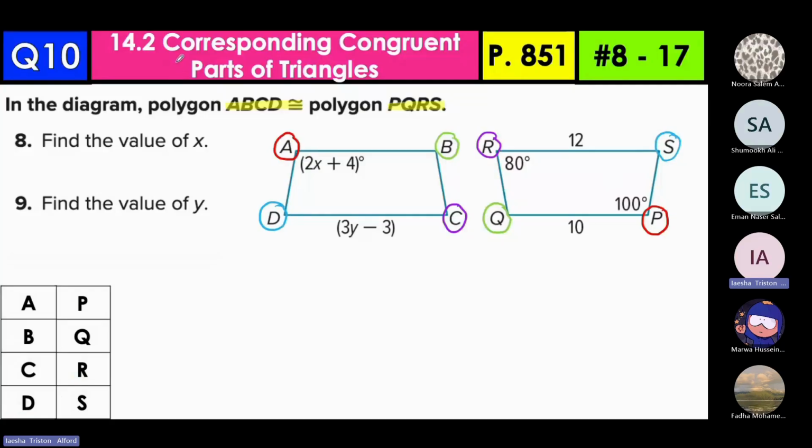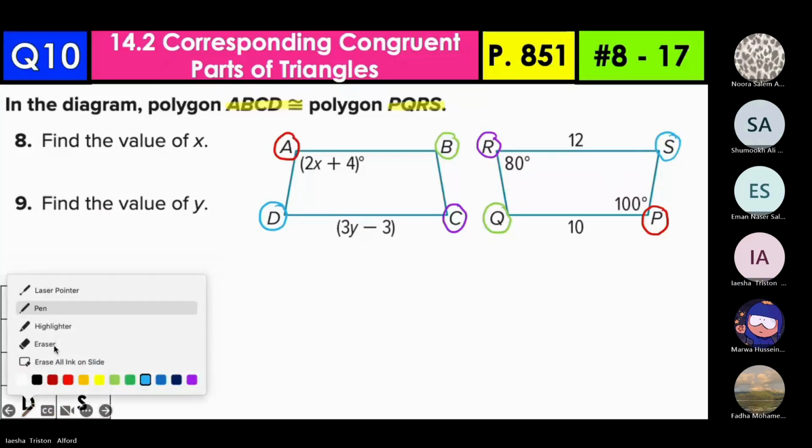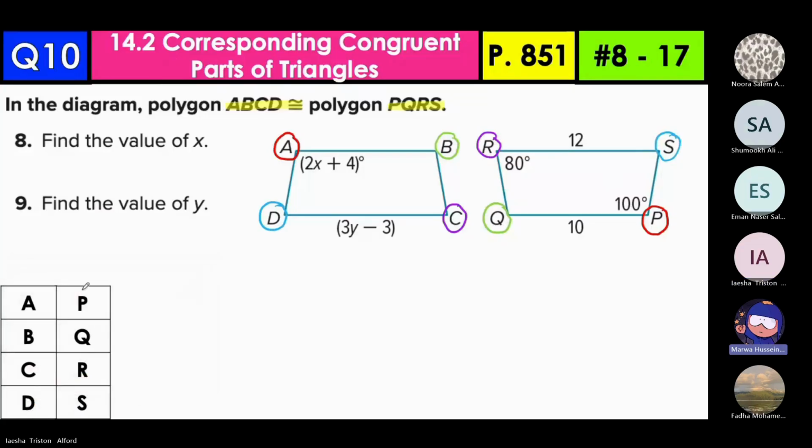So is x inside or outside the triangle? Inside. Inside is an angle. So what can we do to find x? 2x plus 4 equals 100. Why? Because angle A is congruent to angle P, so angle A is congruent to angle P.